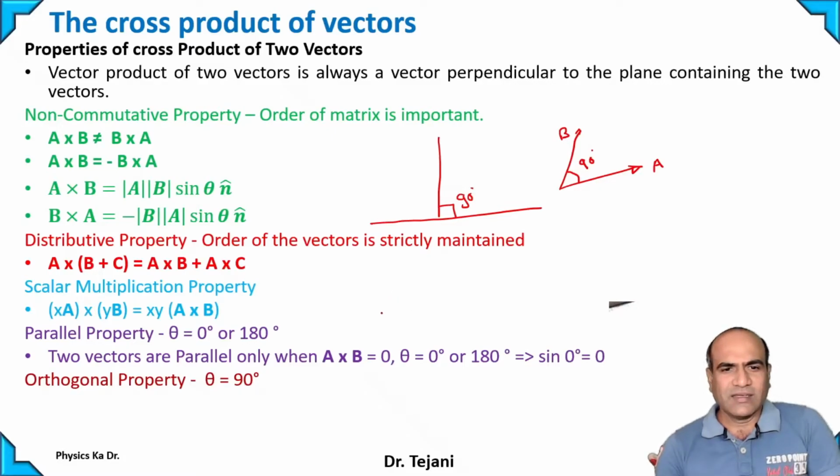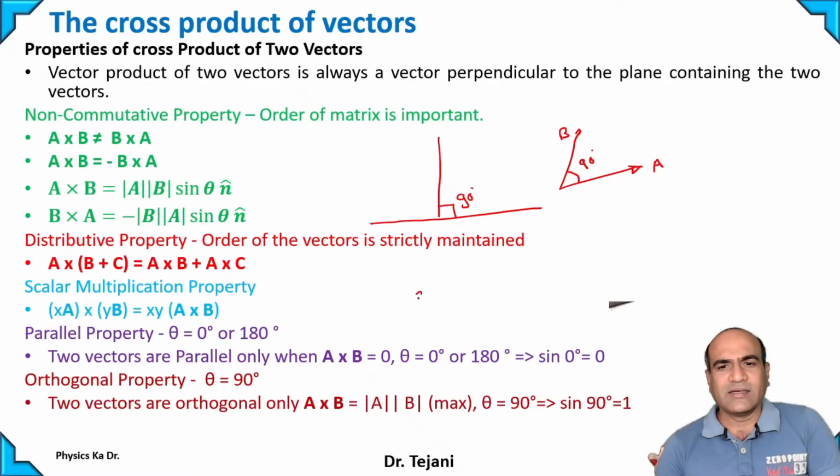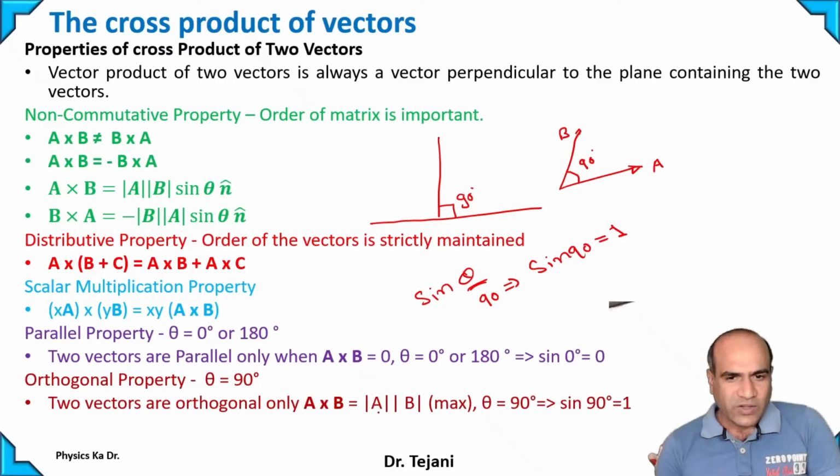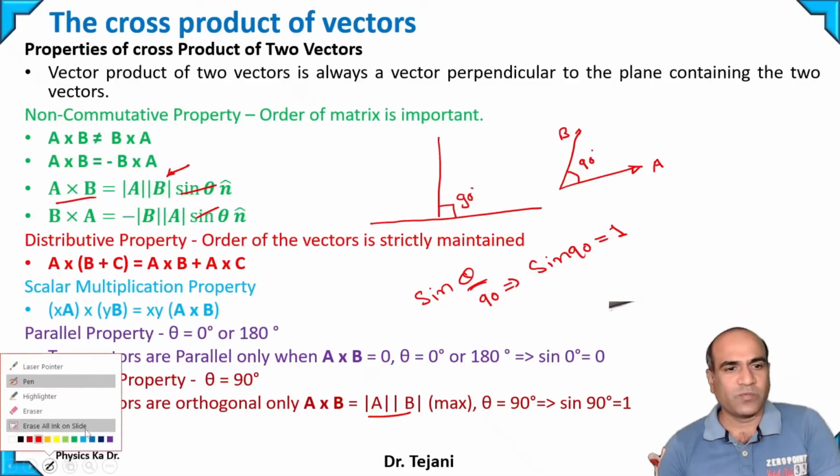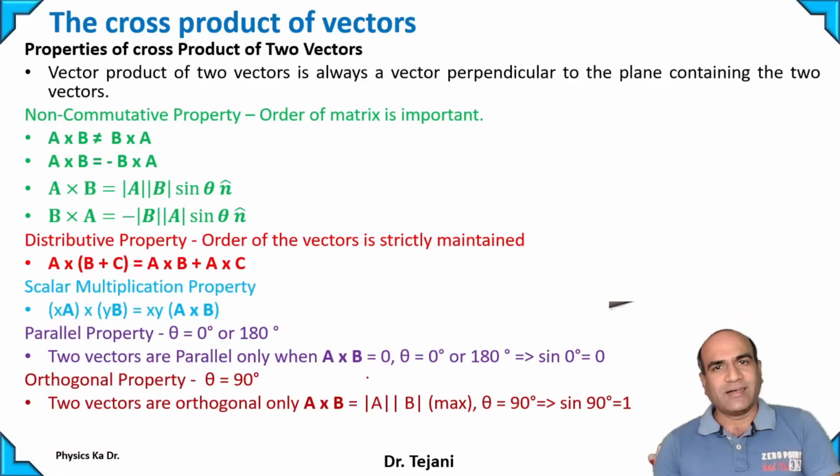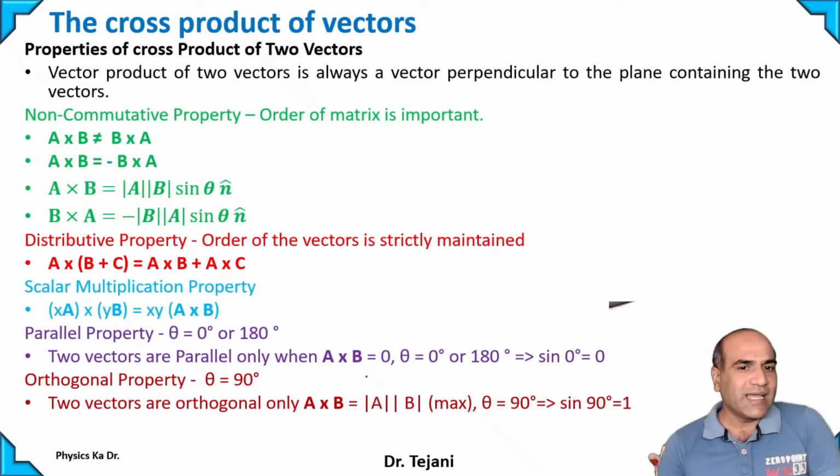We know that it gives sine theta, and if it is sine 90 degree, we know that sine 90 is equal to 1. So this sine 90 becomes 1, and therefore A cross B gives a maximum, mod A mod B. Its maximum value can be achieved when the vectors are orthogonal, that means making a 90 degree angle, and A cross B is equal to AB.